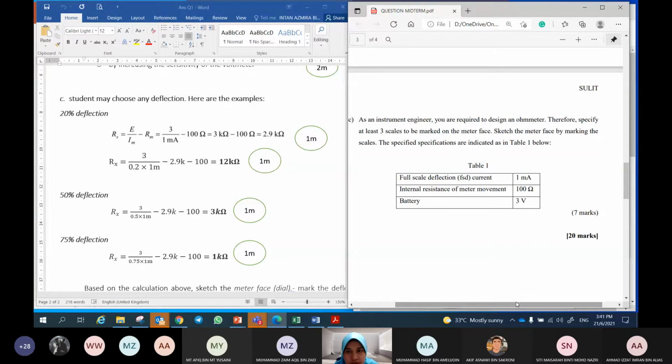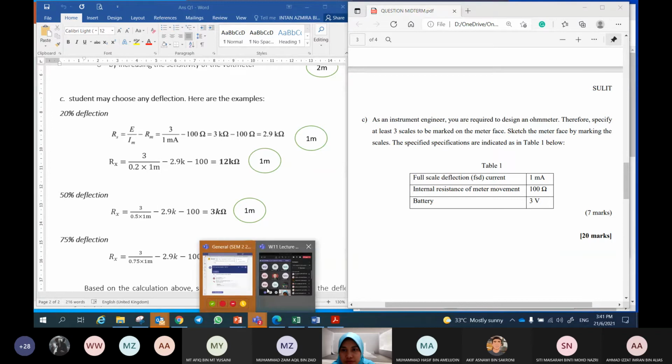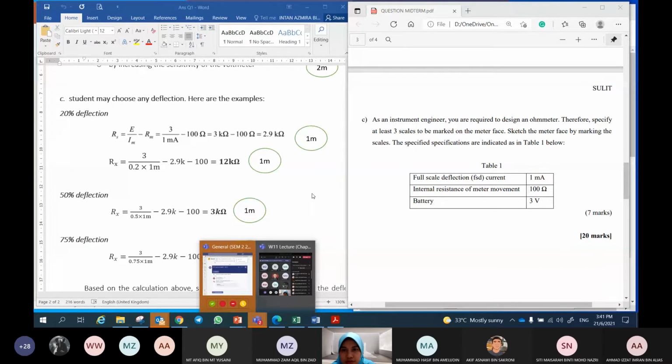Okay, so C: as an instrument engineer, you are required to design an ohmmeter. Therefore specify at least 3 scales to be marked on the meter face. Sketch the meter face by marking the scales. The specified specs are indicated as in table 1 below. So we are given current, RVSD, meter resistance of meter movement, and the battery. So the question is to find 3 scales to be marked and then sketch. So what is the step to find the scale? What is the first step?